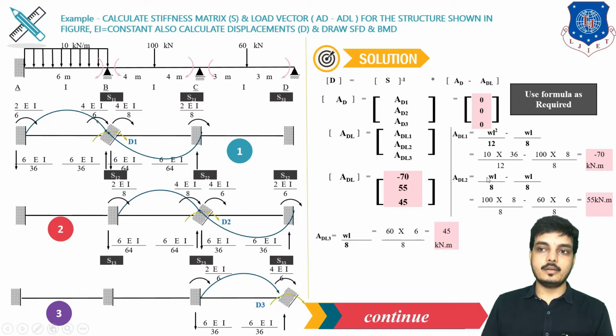We have to keep the respective values of W. Here W is 100, here W is 60. Here length is 8, here length is 6. So after placing the entire values, we will be getting a value of 55 kilonewton meter, positive.